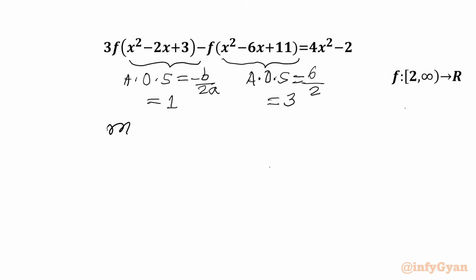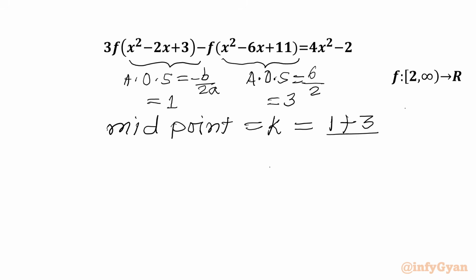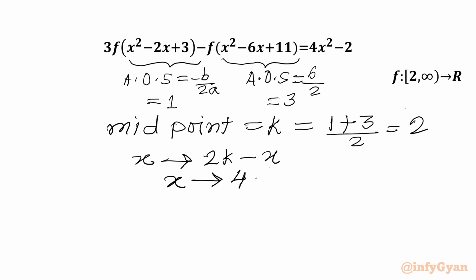Now we will find the midpoint of these two axes. Midpoint k equals (1 + 3)/2, which is 4 over 2, or 2. Now we have the reflection formula, 2k − x. k is 2, so we will replace the functional variable x by 4 − x. Then we can swap these arguments.